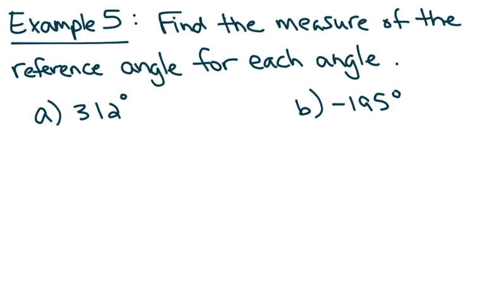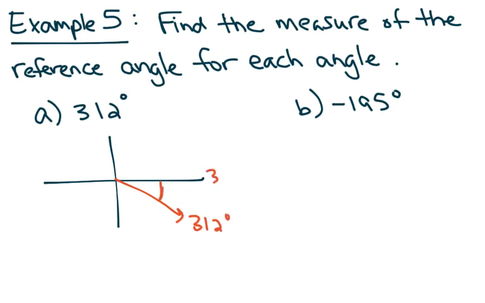Last example, let's find the measure of the reference angle for each of these angles. So first I want to figure out where each angle is located. So 312 degrees, that's an easy one. It's going to be in quadrant 4. That means I want to find the difference between it and 360. So we're going to subtract those, and I'm going to find out that it's 48 degrees.